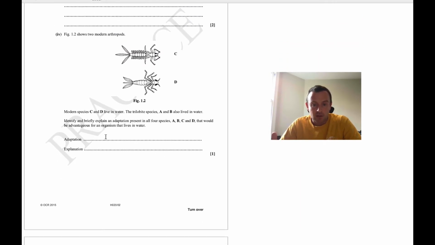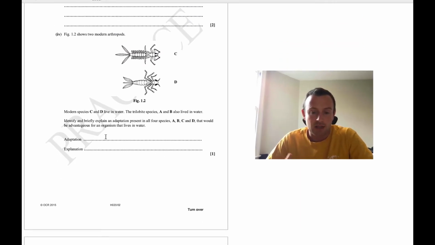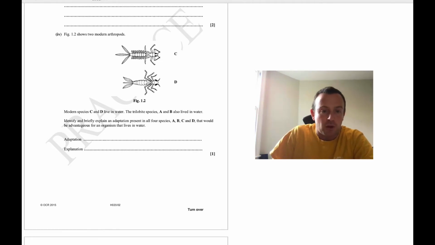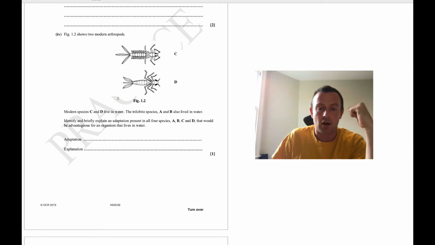Here we have the diagrams, and it asks you for an adaptation and an explanation. Some people went a bit off here because they didn't quite spot something key in the question. Often in questions like these, it only wants you to talk about things that you can see in the diagram. This question doesn't really highlight that well, but the mark scheme does.